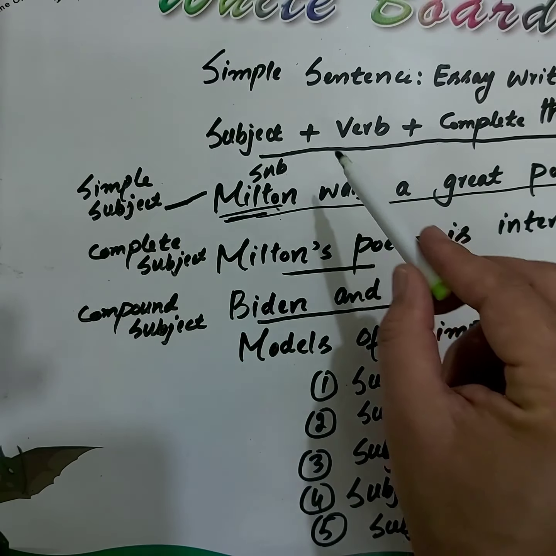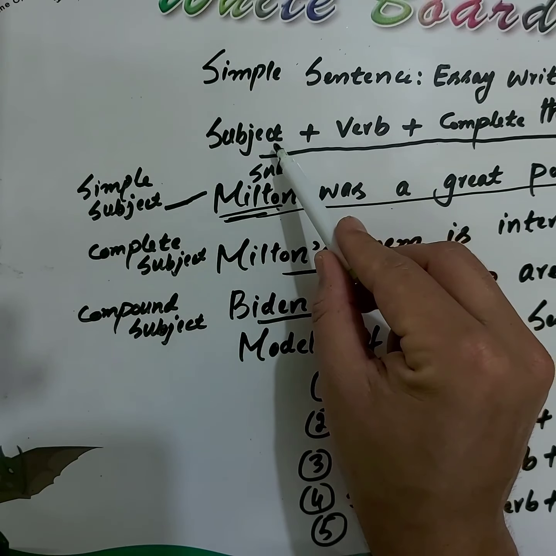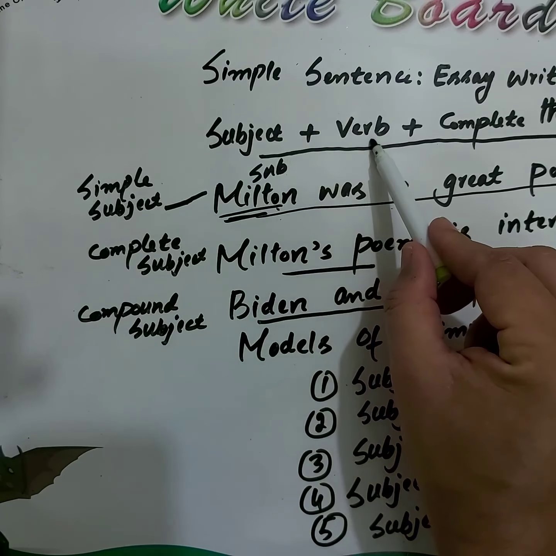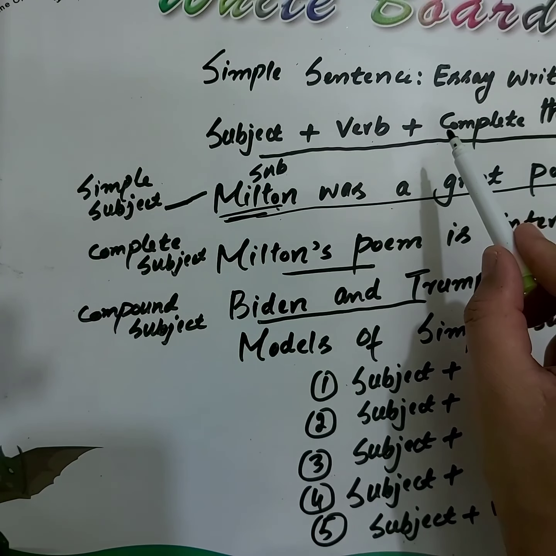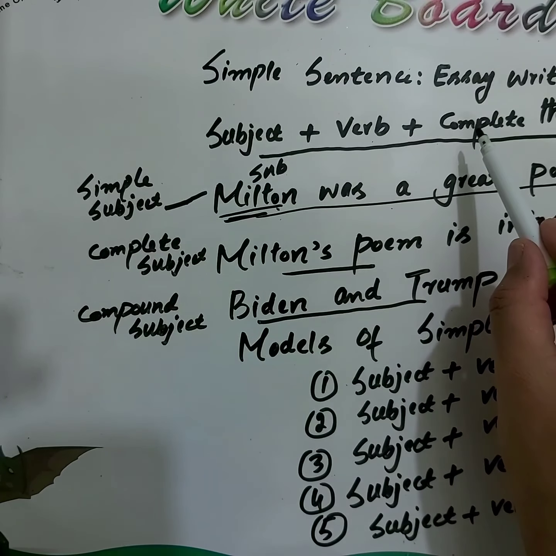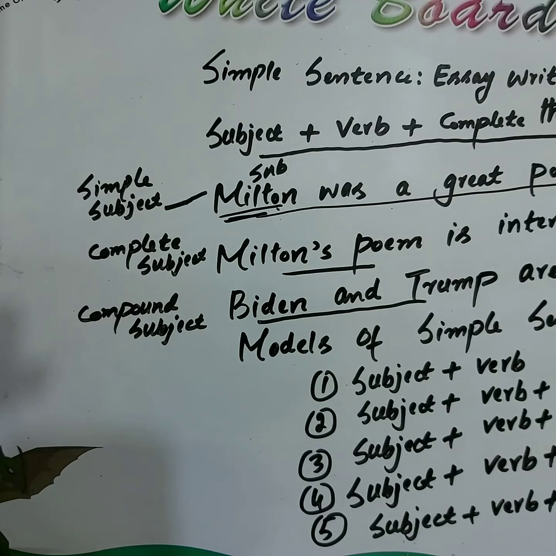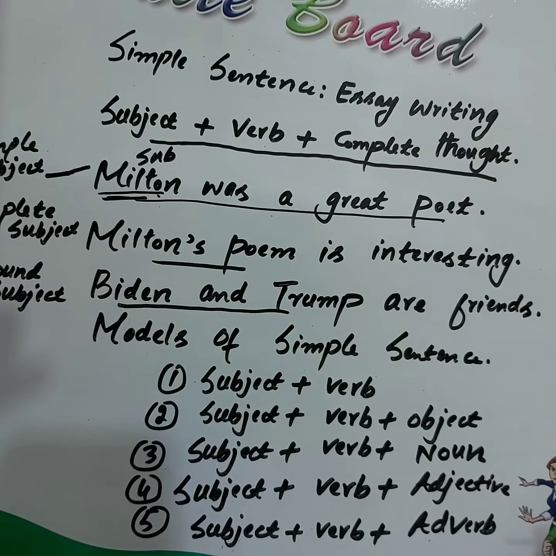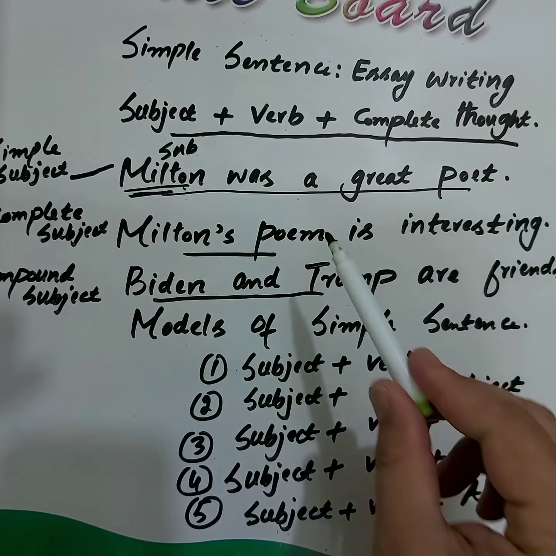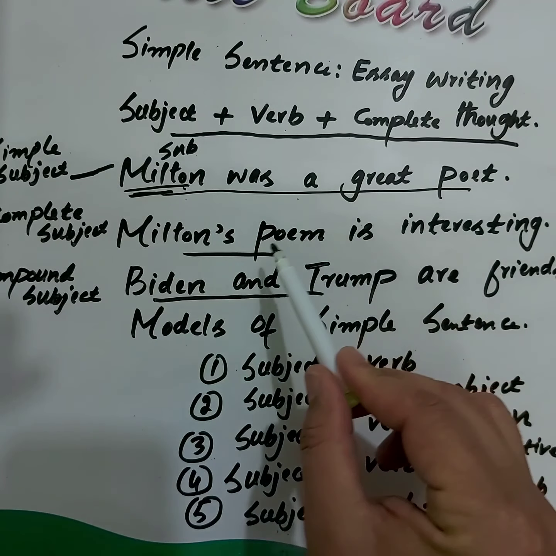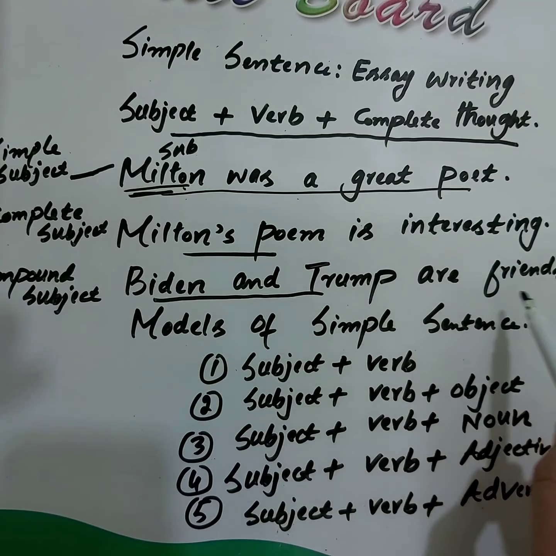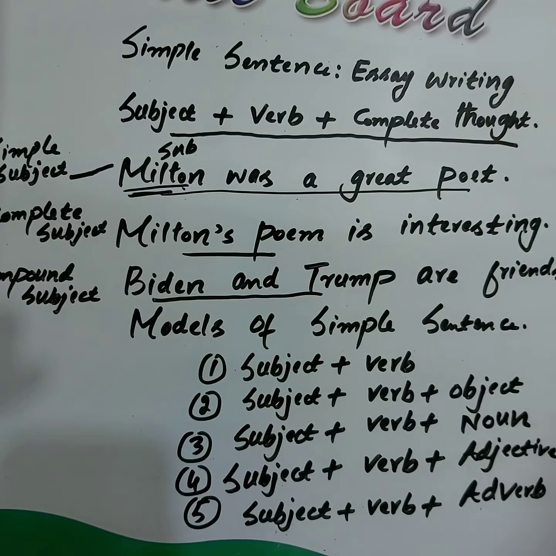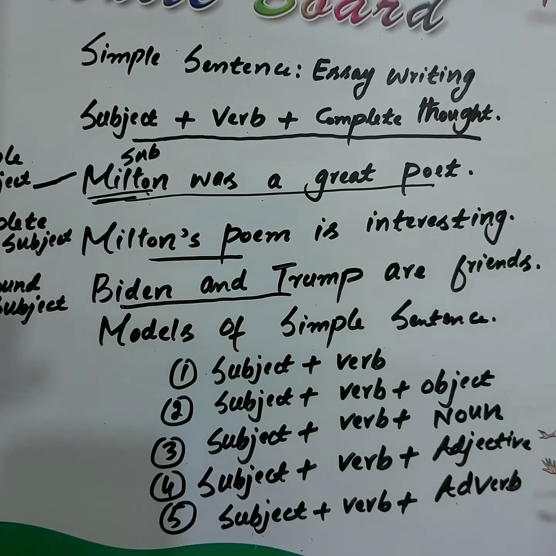Students, a simple sentence is a combination of a subject, a verb, and a complete thought. It is an independent clause. Now, students, Milton was a great poet. Milton's poem is interesting. Biden and Trump are friends.